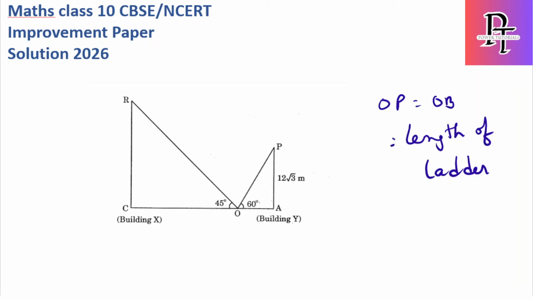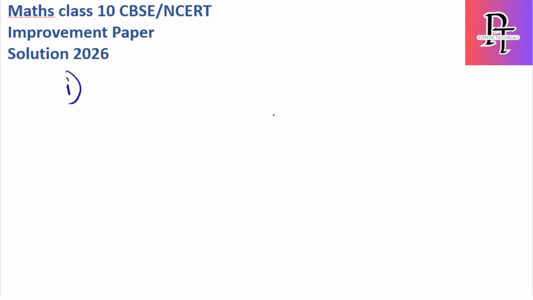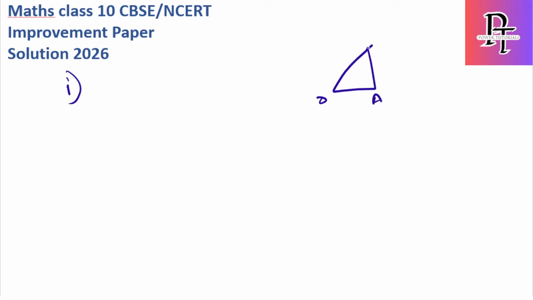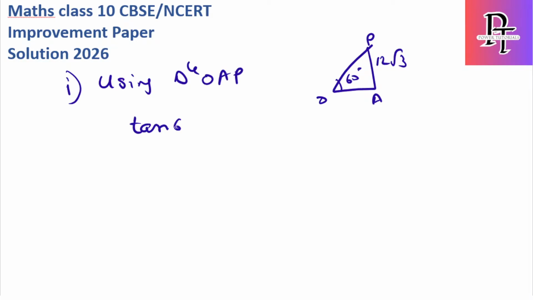So for the length of the ladder I will use triangle OAP. So this is 12 root 3, and this angle is 60. So using triangle OAP, tan 60. Tan 60 is what? Opposite side by adjacent side. Opposite is 12 root 3. Okay, we want the length of ladder, which is OP. So tan 60 will not do here. We have to use sin 60. Let's use sin 60.